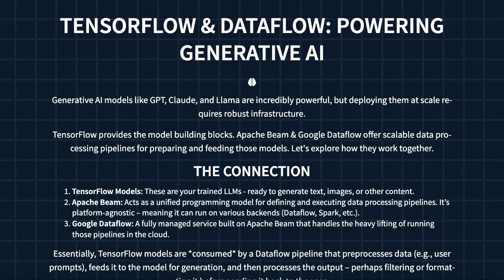Okay, so you've got your amazing generative AI model, maybe a super smart chatbot or an image generator. But running it for millions of users isn't simple. That's where TensorFlow and Google Dataflow come in. TensorFlow is the tool we use to actually build these models, training them on huge amounts of data. Now getting that model into action at scale needs something more robust, and that's where Apache Beam and Dataflow shine. Think of Beam as a common language for describing how you want your data to be processed, cleaning it up, formatting it, feeding it to the model, and then taking whatever the model spits out and sending it back to someone.